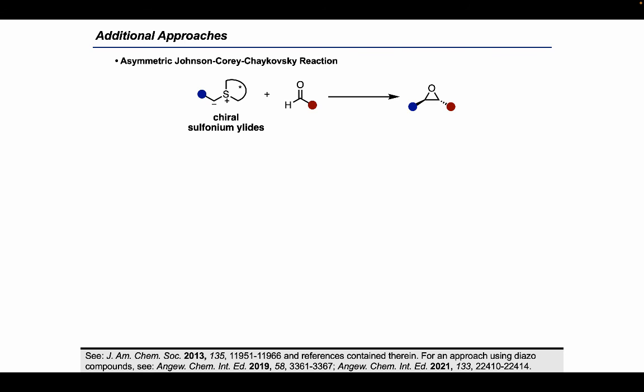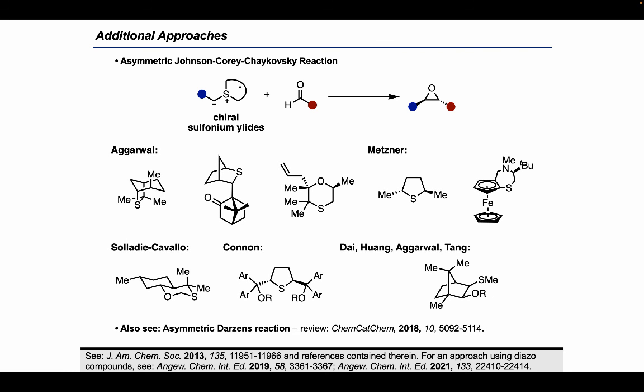And lastly, I want to mention one final approach to the asymmetric synthesis of epoxides, which is the asymmetric Johnson-Corey-Chaykovsky reaction. While we won't go into this approach in detail, it's worth knowing that sulfonium ylides and aldehydes can react to form epoxides in a racemic sense. And in order to make this approach asymmetric, a number of different groups have developed chiral sulfonium ylides that can provide enantioenriched epoxide products. Some examples of the chiral sulfides that have been used to reach chiral sulfonium ylides are shown here, with the source of chirality varying greatly across the cases shown. If you're interested in this approach, I would encourage you to dive a little bit into the literature cited below.